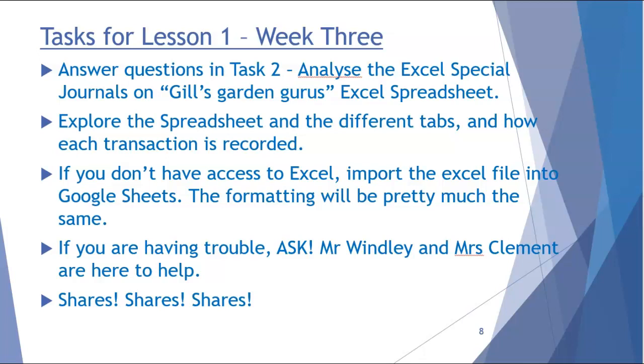Have a look at the spreadsheet and look at the different tabs and how each transaction is recorded. There are different things built into the spreadsheet. For example, it automatically totals some columns and not others, and we can discuss that as we go through. I've said there, if you don't have access to Excel, import the Excel file into Google Sheets. That's actually occurred as a result of us using Hapara to load into your 10 Commerce spreadsheets. So I assume you're all using the Google Sheets now, and the formulas and everything are pretty much the same anyway.